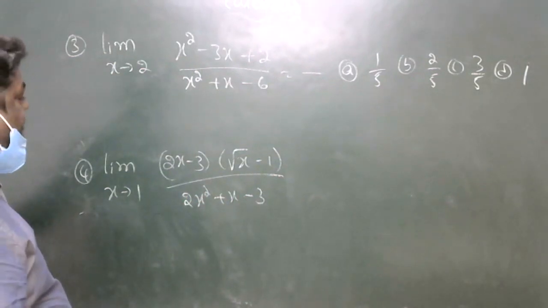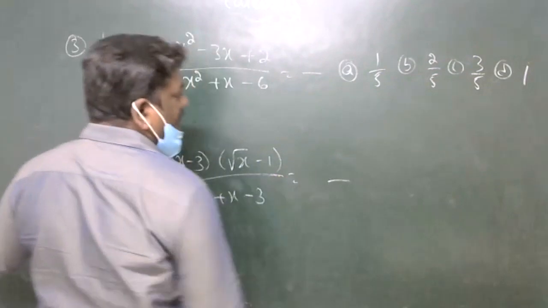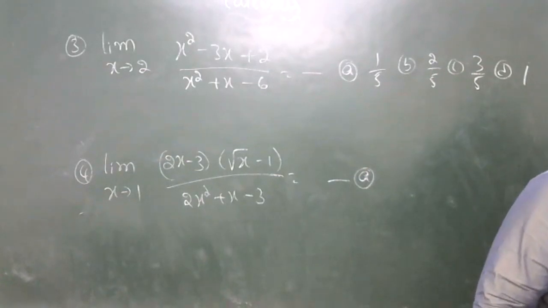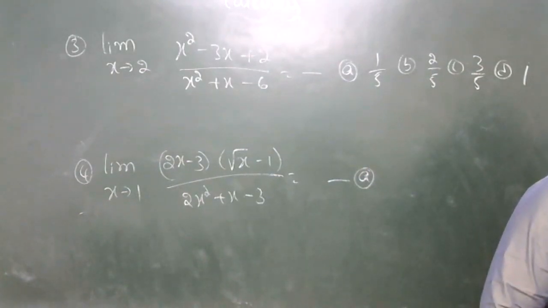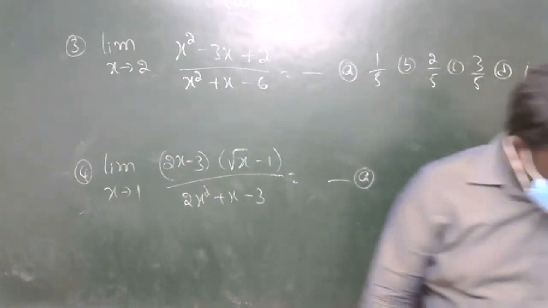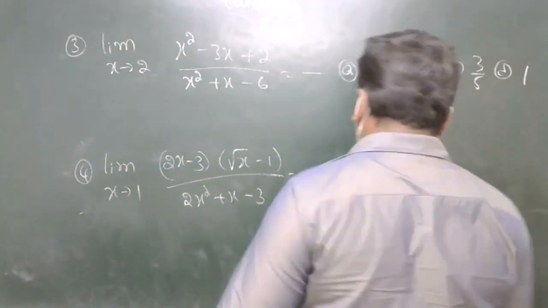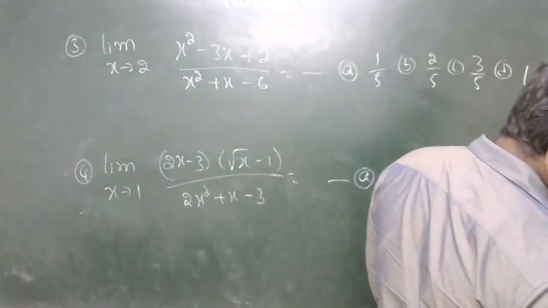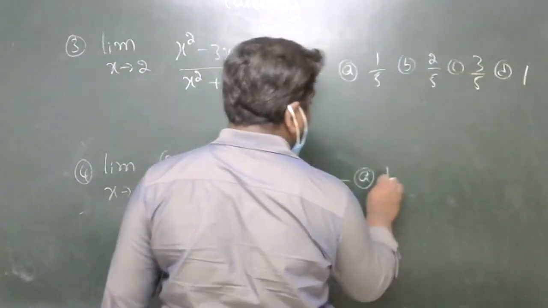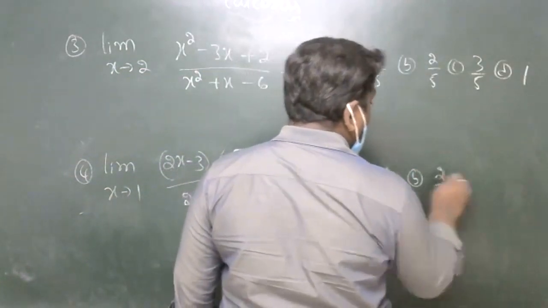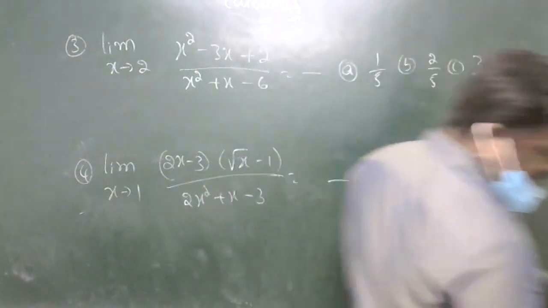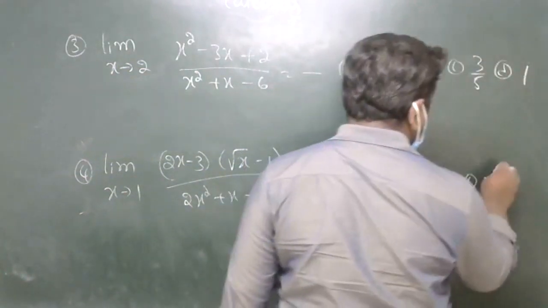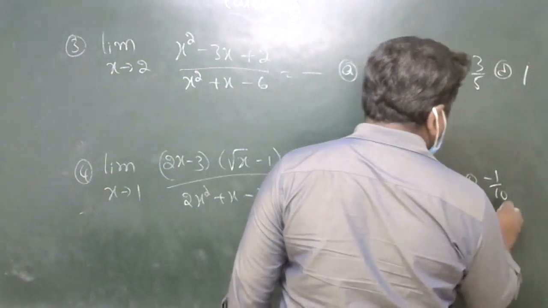Is equal to dash. Option A. So 2x square plus x minus 3, correct? 2x minus 3 is correct. Root x minus 1 is correct. So options are A, 1 by 10. Option B, 2 by 15. Option C, minus 1 by 10. Option D, minus 2 by 15.